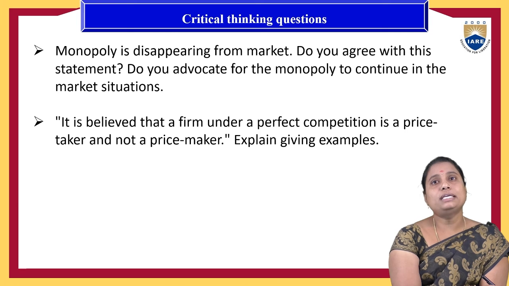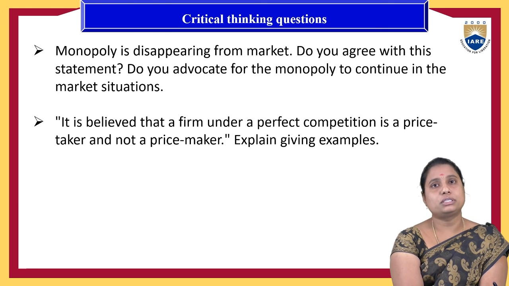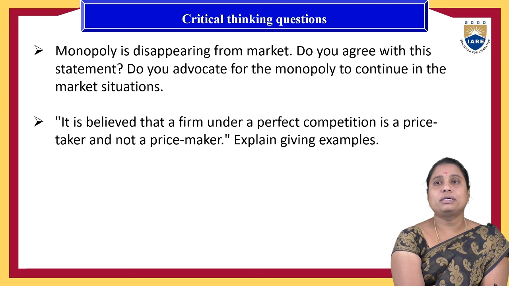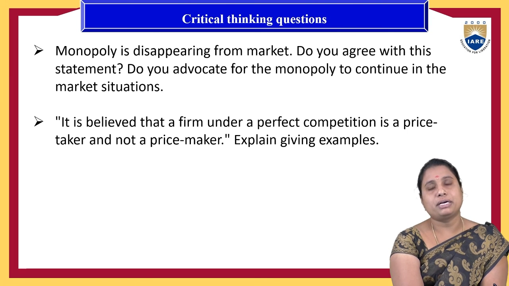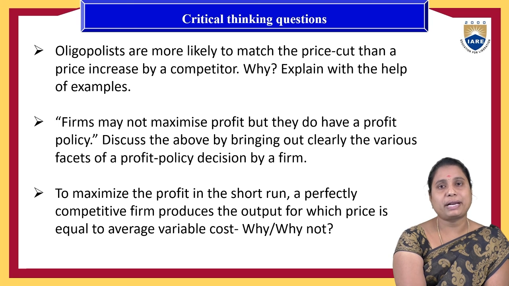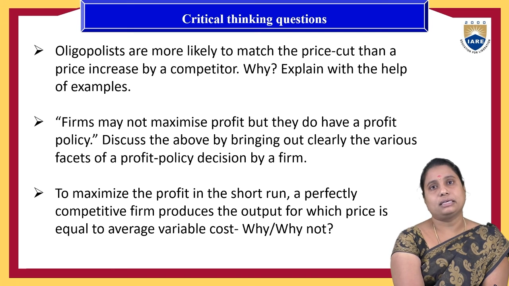And monopoly is disappearing from the market. Do you agree? And what suggestions can we give for that? It is believed that the firm under perfect competition is a price taker and not a price maker. With examples, they may ask you to answer these questions. And oligopolies are more likely to match a price cut than a price increase by a competitor. Why? And they ask you to explain with some examples.